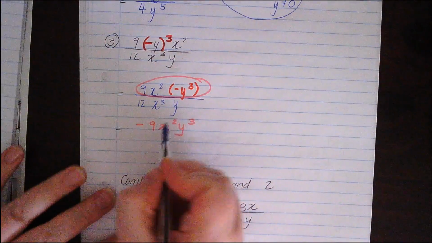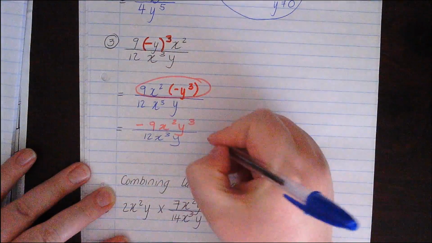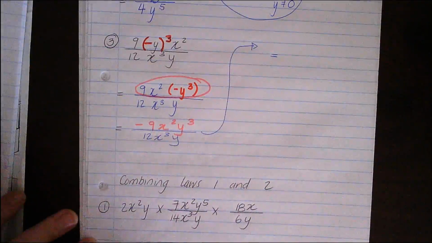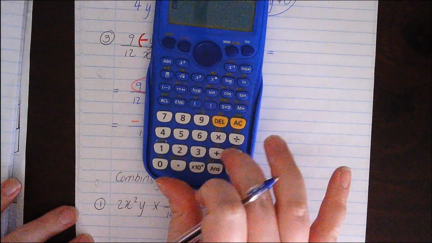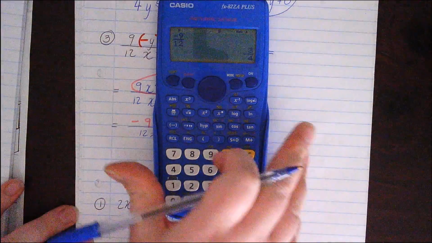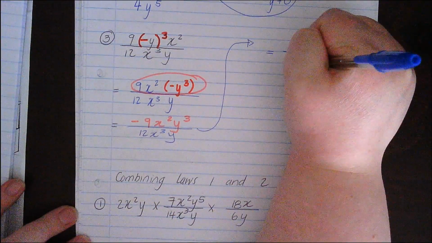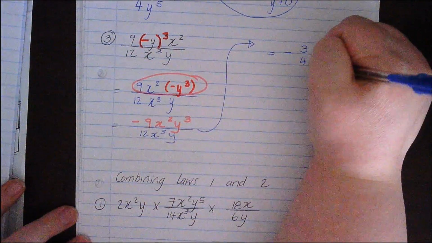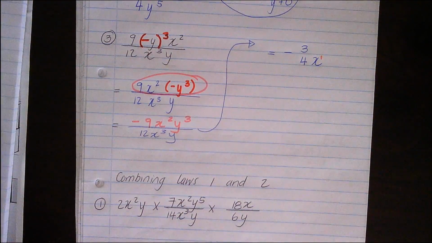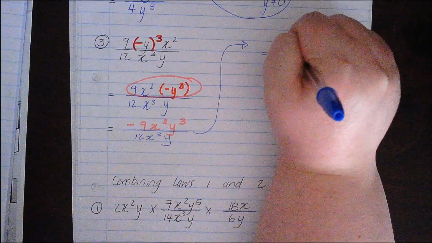And that's over 12x cubed y. Now I'm going to continue here because I didn't leave enough space for myself. What a silly mistake. I'm going to say negative 9 over 12. I know that the answer is going to be negative 3 over 4. Between the x's, the bottom one is bigger by 1. And if you want to write the 1, that's fine, but you don't have to. And between the y's, the top one is bigger by 2.